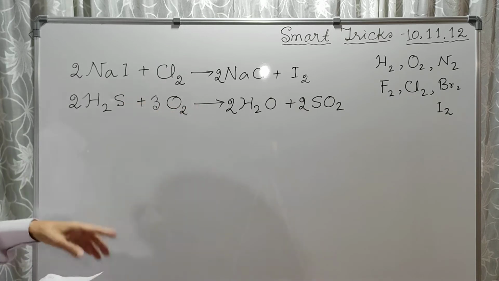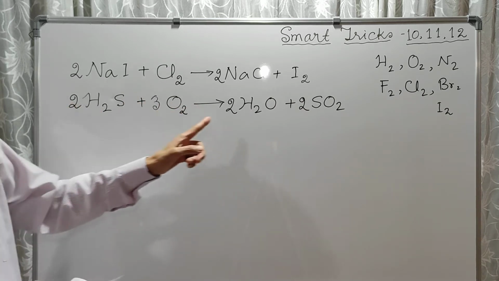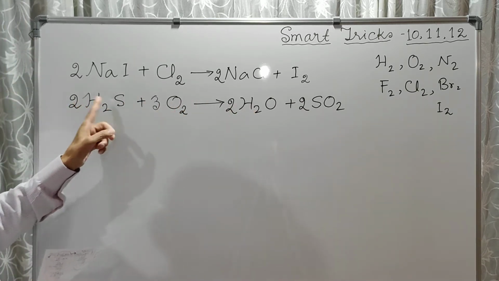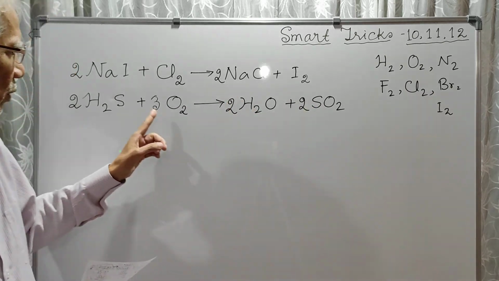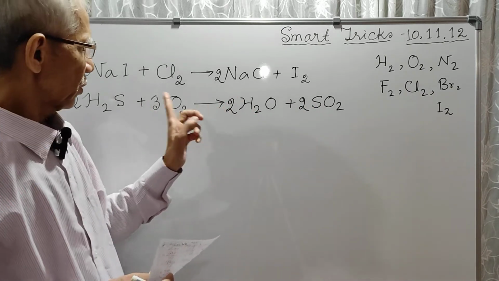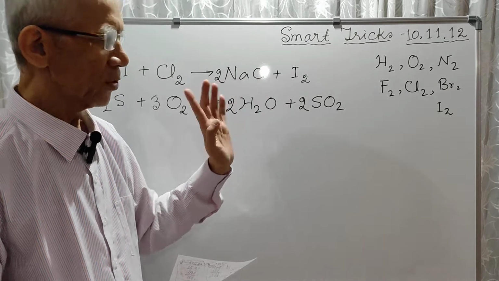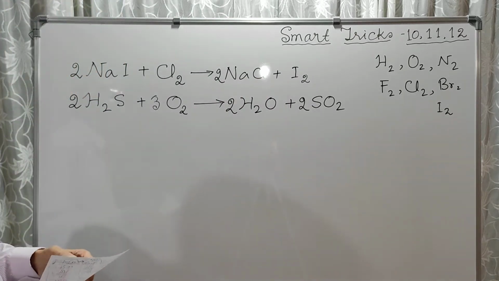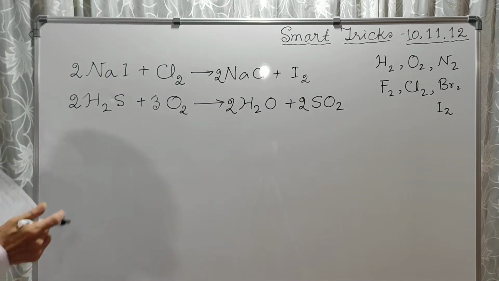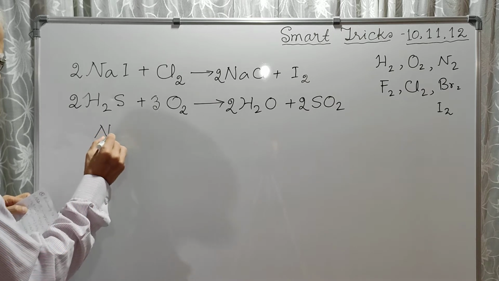Now let us see balanced or not. So hydrogen 4, sulfur 2, oxygen 6, oxygen 2 and 4, 6. So it is balanced. Okay. Now let us see this one.